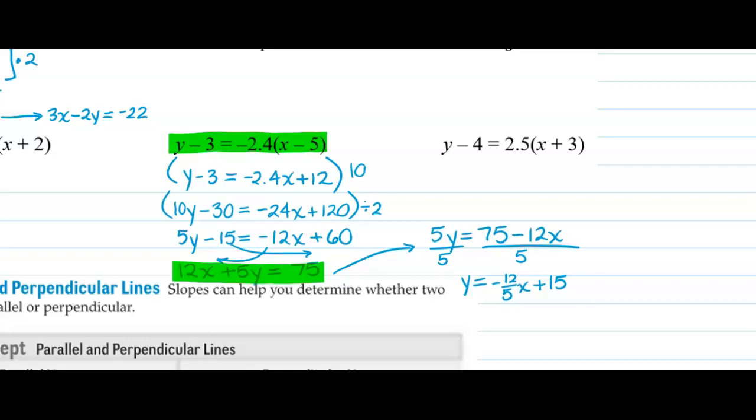I want to show you that so that you can see that this same equation can be written 3 different ways: in slope-intercept form, in point-slope form, and in standard form.